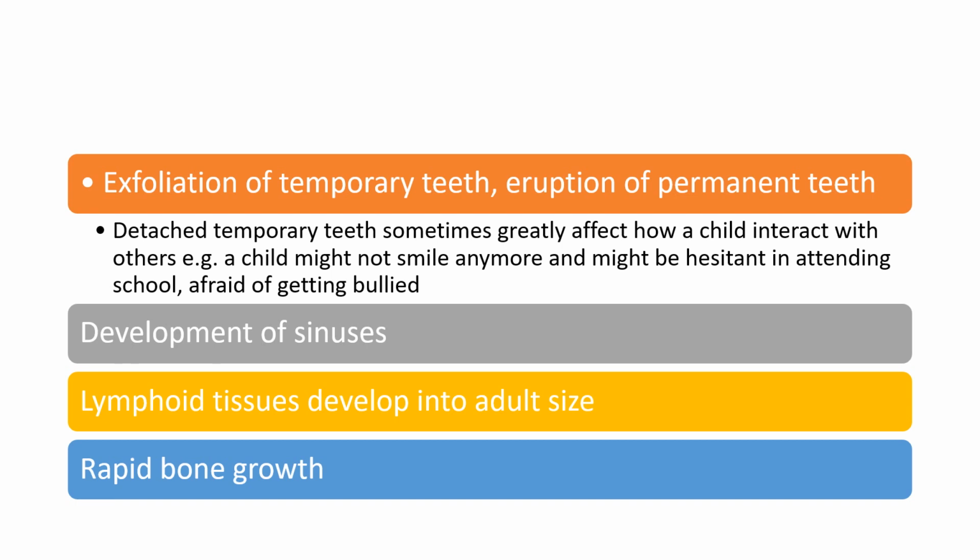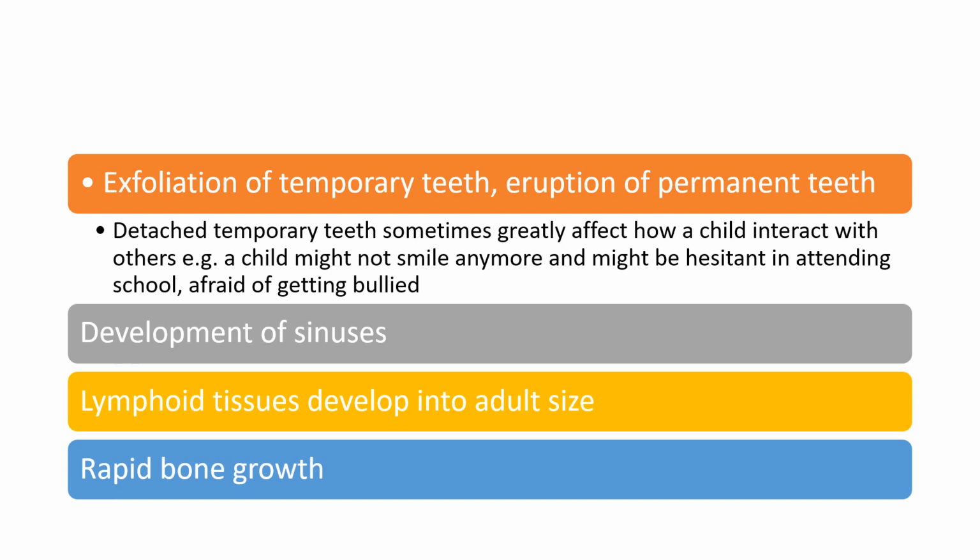Example, a child might not smile anymore and might be hesitant in attending school, afraid of getting bullied. Some children are losing a lot of teeth at the same time. So that's why their self-esteem is also affected at this age. Again, like what I've mentioned in my previous presentation, they focus on their self-esteem and how they are going to perform better and make friends in school. So losing teeth at the same time actually affects their self-esteem in the long run during their school age years.